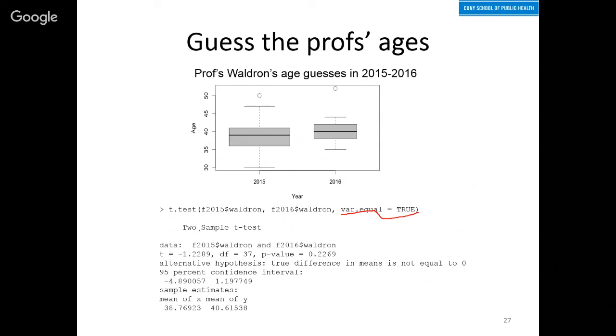And in fact, the mean guesses increased from 38.8 to 40.6. So in fact, the average guess did increase by more than a year. So that is consistent with aging, but it's not a large sample size, only 37 degrees of freedom.